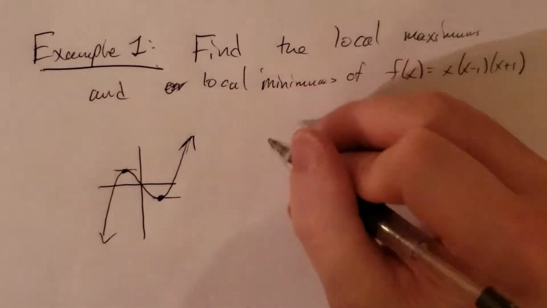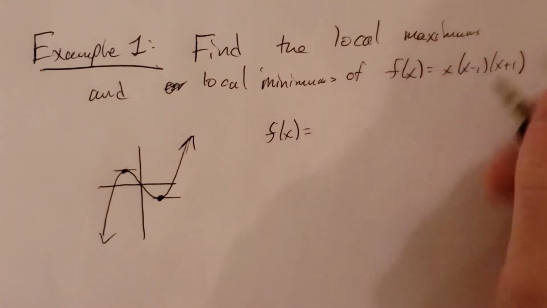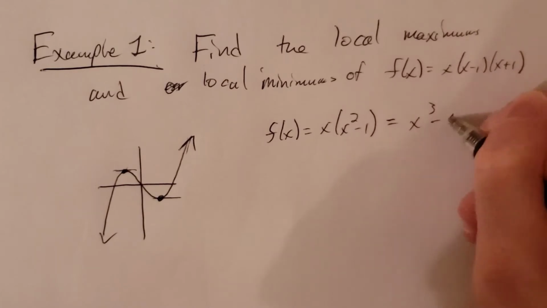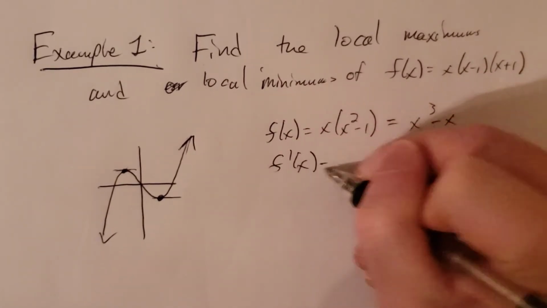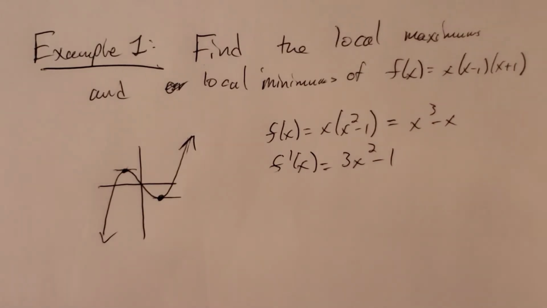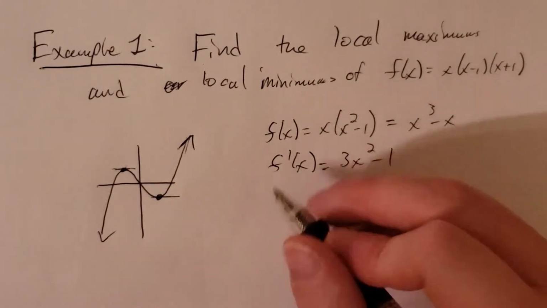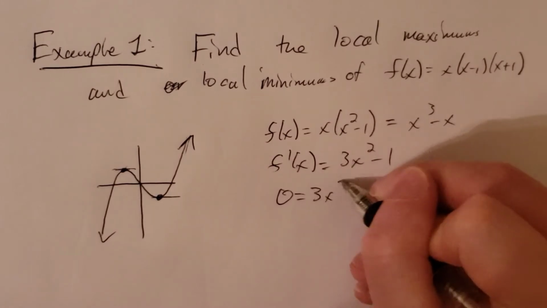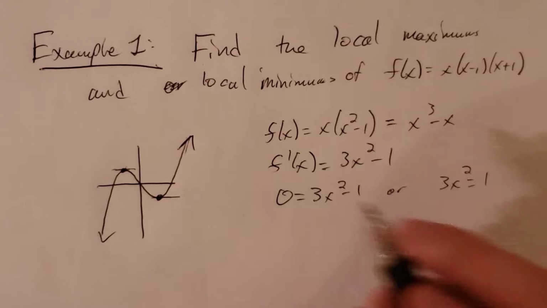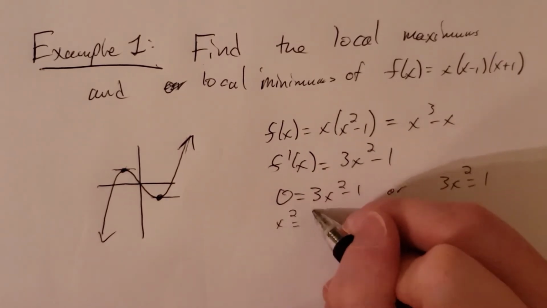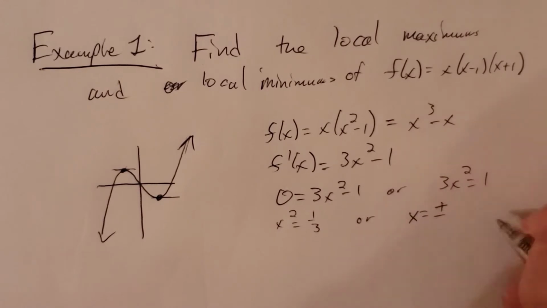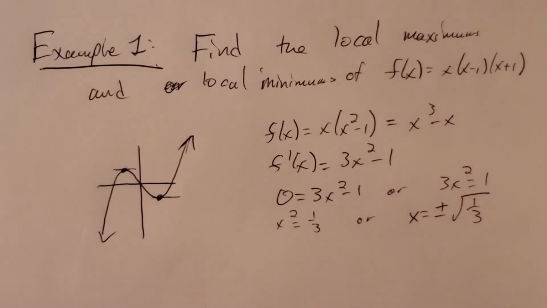All right, to do that, let's go ahead and rewrite f of x. This is x times x squared minus 1, or in other words, x cubed minus x. This tells us our derivative is then 3x squared minus 1. We want to find our critical point, which is when our derivative is 0. So we get 0 is equal to 3x squared minus 1, or 3x squared is equal to 1, which is x squared is equal to 1/3, or x is equal to plus or minus the square root of 1/3.